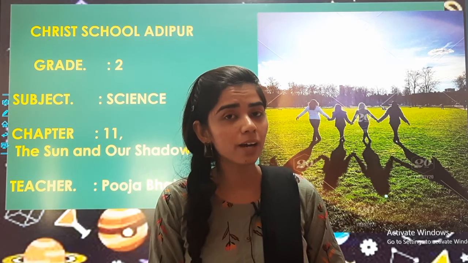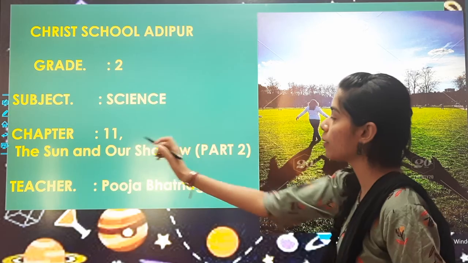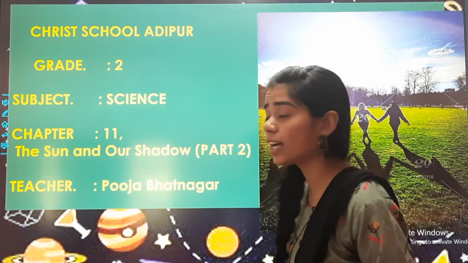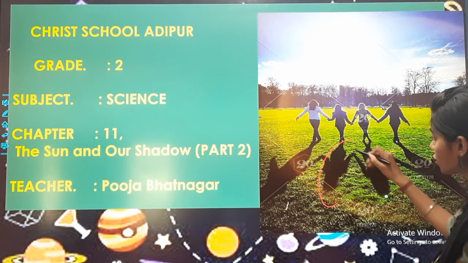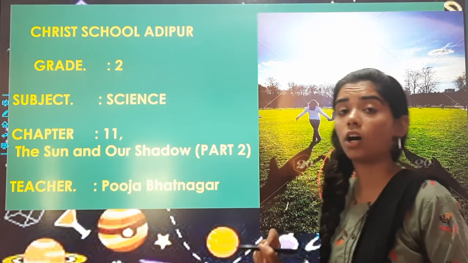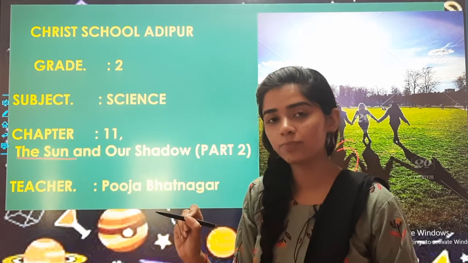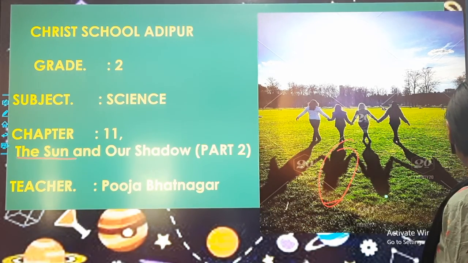So, we are back with our science class. As you remember, in the last class, we had started with chapter number 11, the sun and our shadow. See, this is the shadow. Now, we had discussed the topic that is the sun. So, let's do a quick recap.